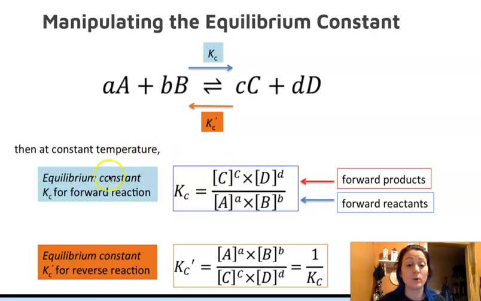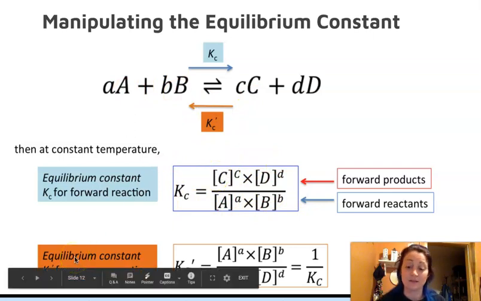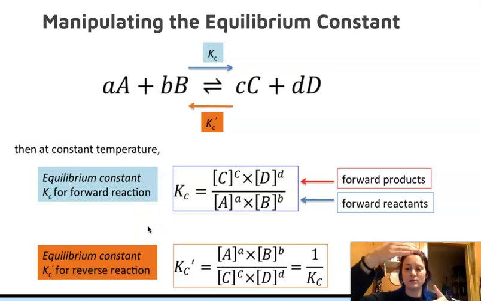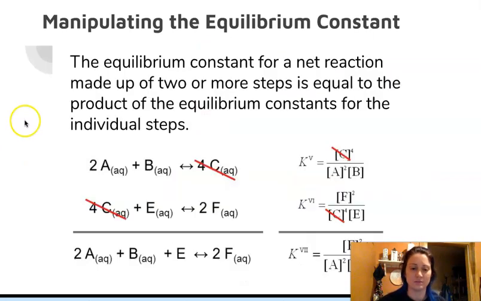So if in the forward reaction, C and D are the products, and A and B are the reactants, this would be your Kc here. And as you can see, for the reverse reaction, everything is just switched, right? The products become reactants, and reactants become the products. So your equilibrium constant is just going to be the reciprocal of what you had.